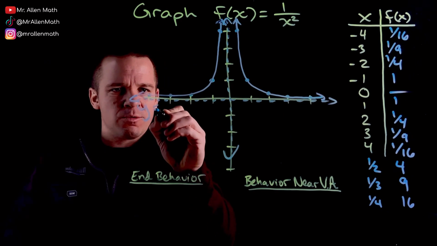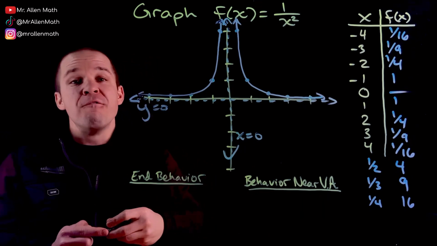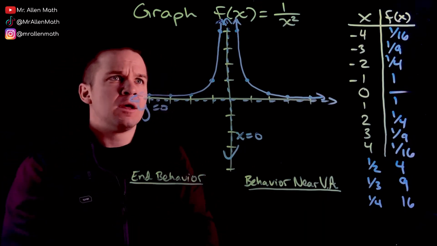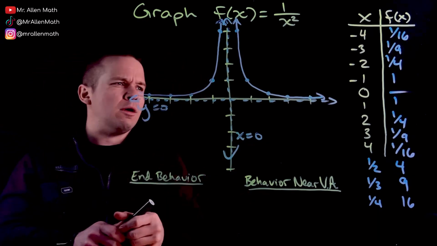So this is y equals 0. This guy is x equals 0 for my vertical asymptote. All right. Let's fill some of these things out, shall we? I'm going to switch colors. I'm a little tired of the blue. I'm going to go with pink.